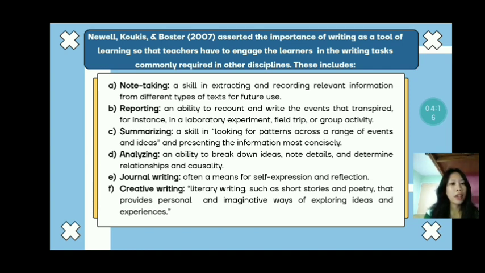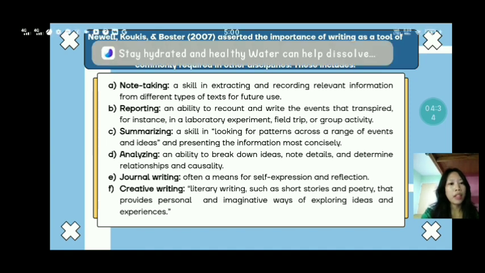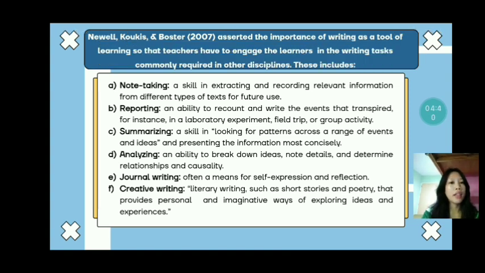And last is creative writing. Creative writing is a literary writing such as short stories and poetry that provides personal and imaginative ways of exploring ideas and experiences. So, through creative writing, the students can express their creativity or ideas that they can use their imagination. So, in that way, the students can hone their writing skills.